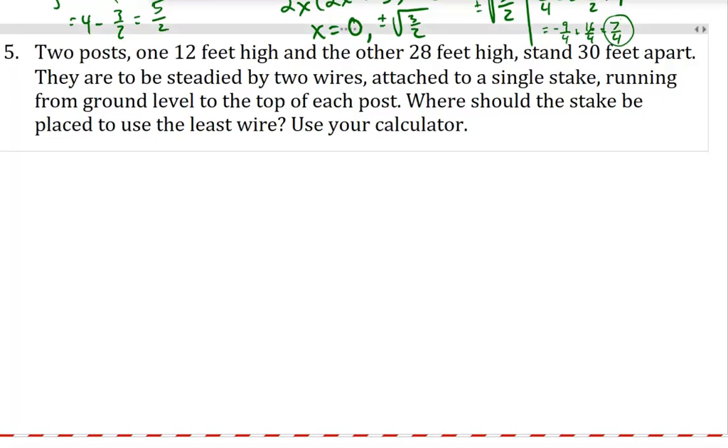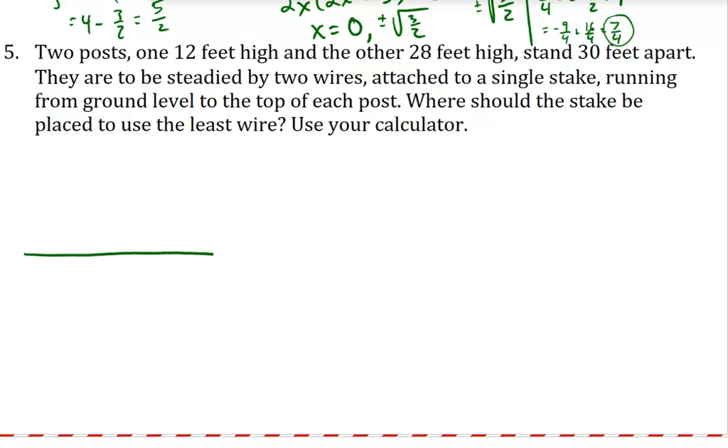We have, this can be the ground, and we have a 12-foot post and a 28-foot post, that's pretty vertical. Probably not drawn to scale, that's okay. And they are 30 feet apart from each other, 12 feet high, 28 feet high.